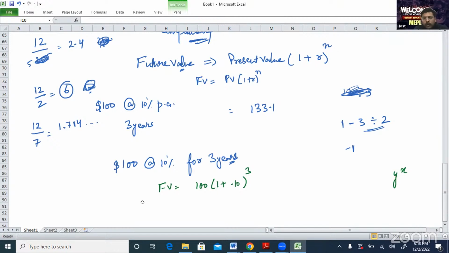So let me try to solve this. First N, so here my N is 3. I will press 3 and then press N. You do not have to press second. You are not required to use that second one. You have to simply press 3, because 3 is the time period, and press N. As soon as you do this, you can see N equals to 3 is coming.